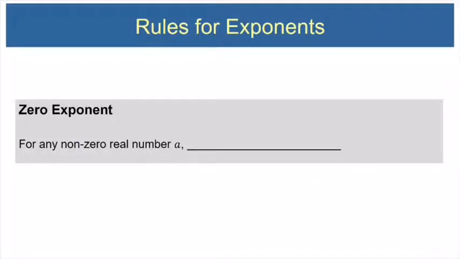Now we do have one more rule that we want to pick up in this section, and this is the zero exponent rule. For any non-zero real number a, we can always know that a to the 0 power is going to be equal to 1.